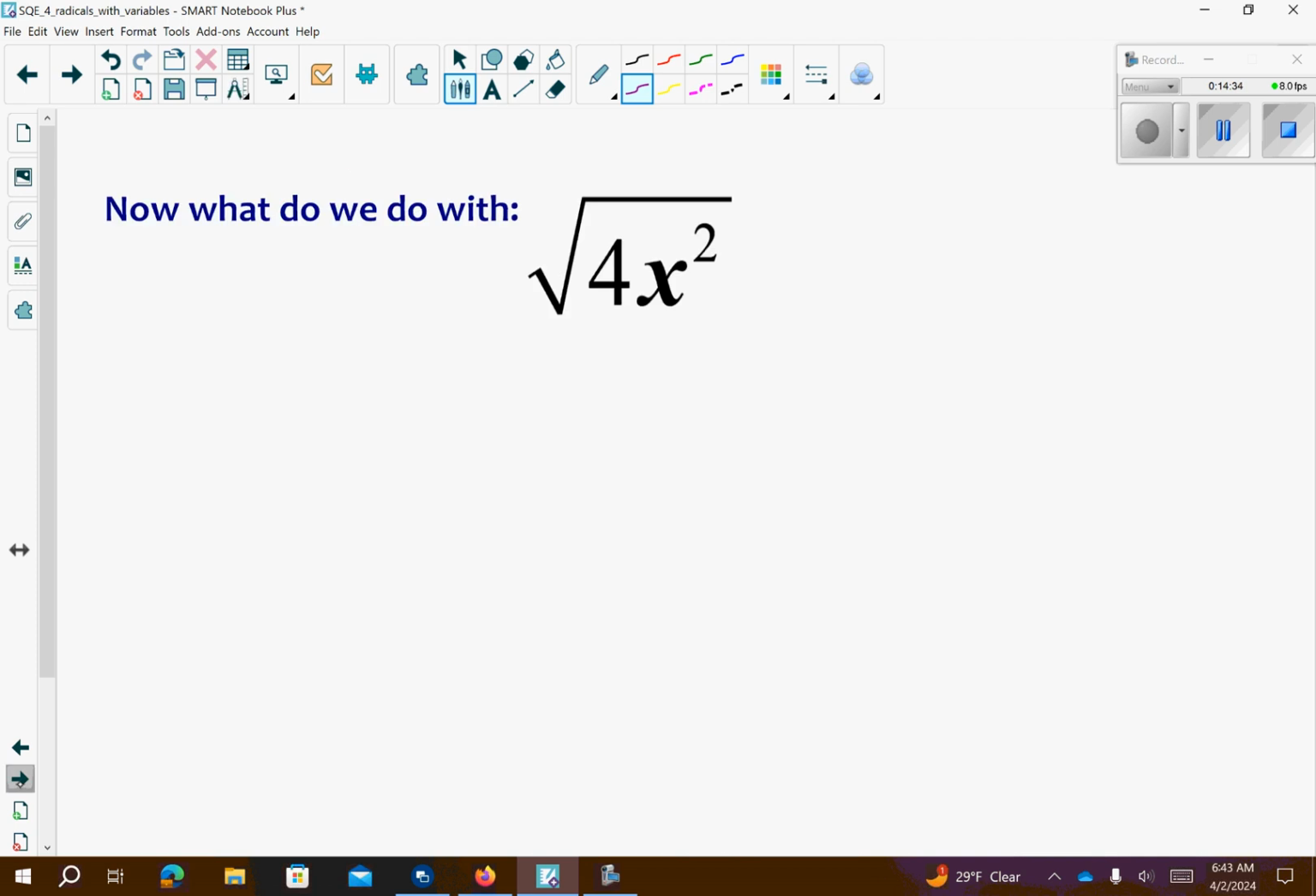All right, so what do we have here? Well, what's the square root of 4? Well, it's 2. What's the square root of x squared? Well, we take half of that. Half of 2 is 1, so x to the first, or just x. Done.